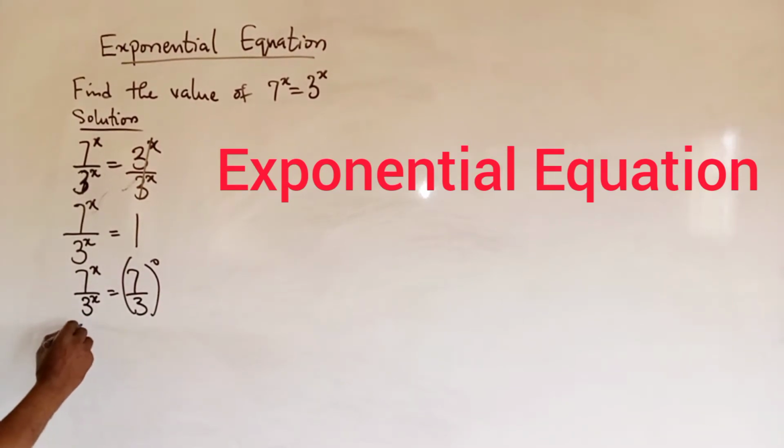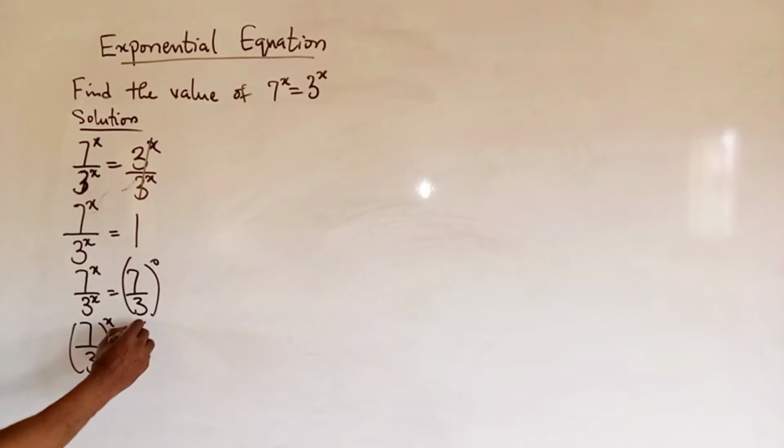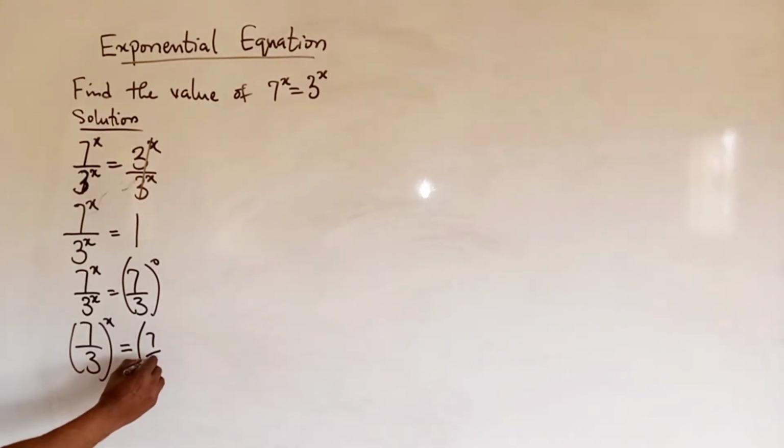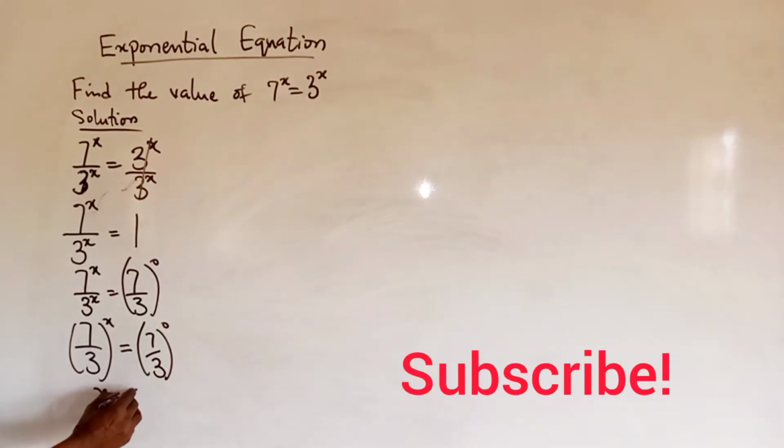Here, I can see that we have 7 divided by 3 raised to power of x. By the law of indices, that will give us 7 divided by 3 raised to power x equals 7 divided by 3 raised to power 0. So therefore, we have x equals 0.